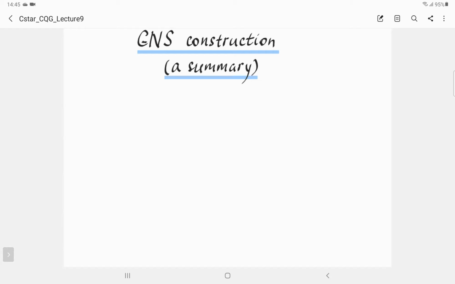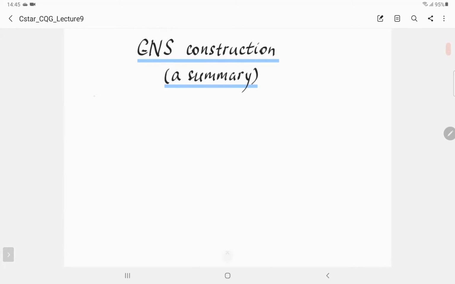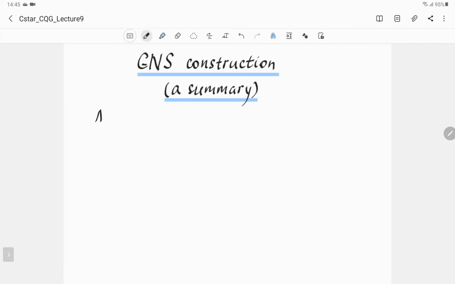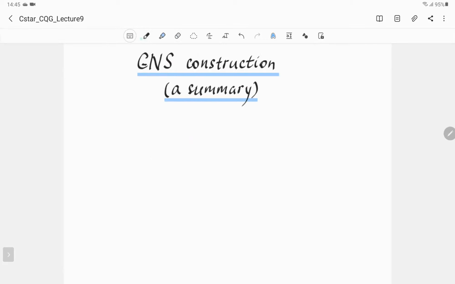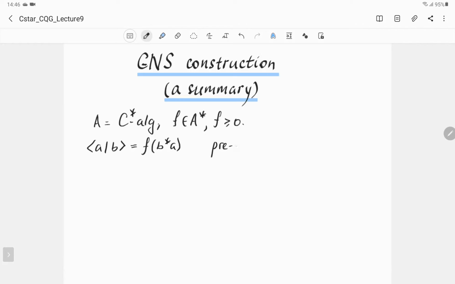So the initial data is as follows. We start with the C-star algebra A, and little f is a positive linear functional on A. First of all, we define a pre-inner product on our algebra A by the following formula. So this is a pre-inner product on A.